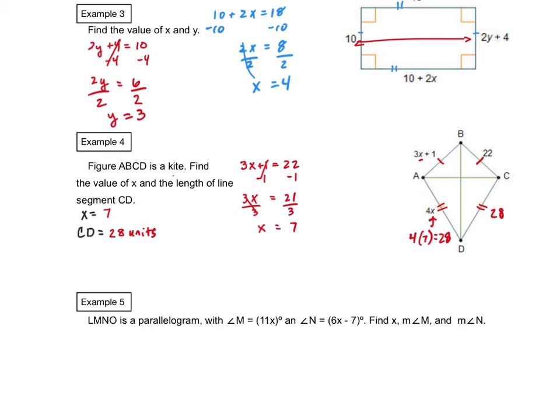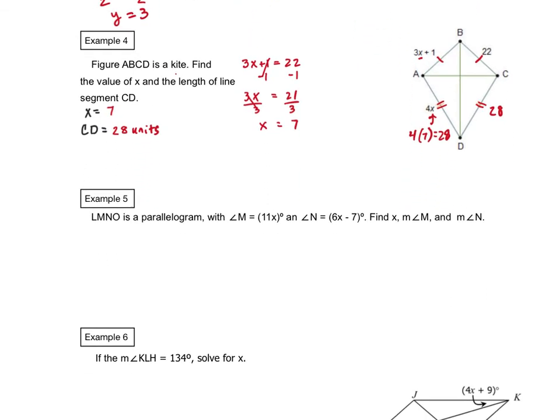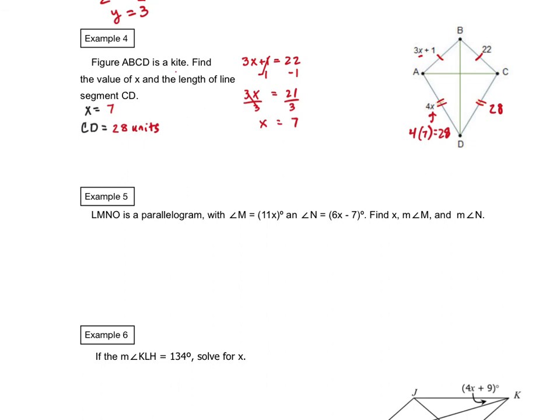Continuing on, again, there's that kite using our characteristics. Let's see this next example. It says we have a parallelogram. LMNO is a parallelogram with the angle measurements: angle M is equal to 11x degrees, and angle N is equal to 6x minus 7 degrees. Find x, find the measurement of M, and find the measurement of N.